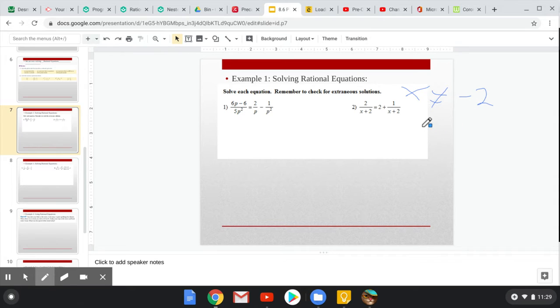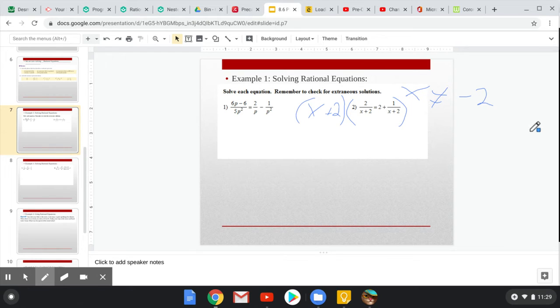Okay, so for the actual solving, our first step is to figure out what the common denominator would be and then multiply by that. So again, both of these denominators are the same. So in this case, the common denominator is x plus 2. So we're going to multiply the whole equation, each piece, by x plus 2.